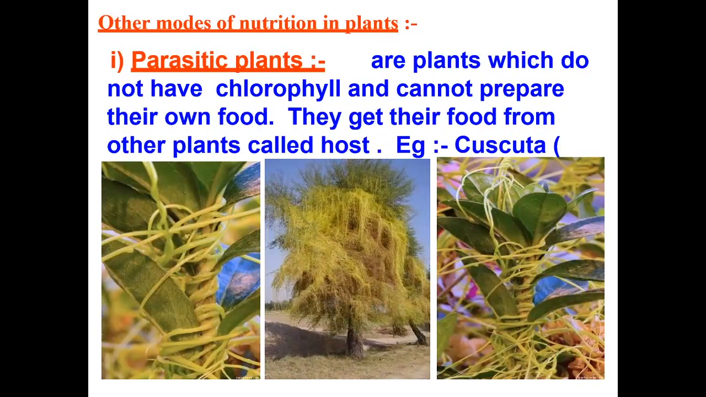Children, in our body also some parasites are living. You know that? Worms. Worms take nutrients from our body only. So they are also called parasites.